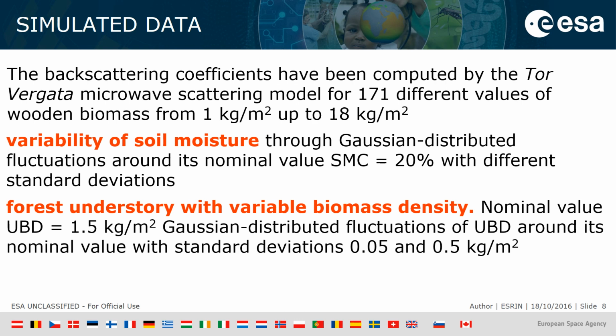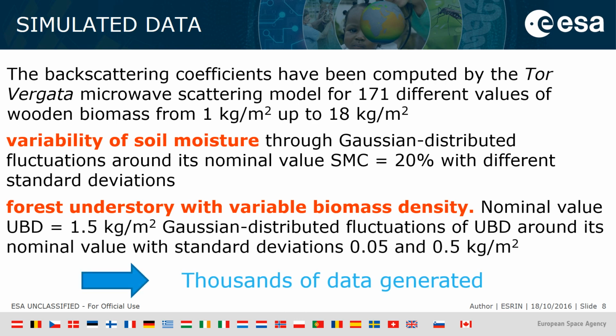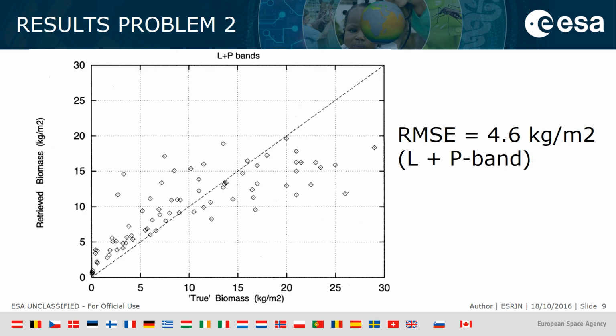So a lot of combinations of these variables, which allowed us to generate thousands of data to train the network. And this is the final result with the root mean square error, which is 4.6 kilograms per square meter using the L and P band. So this is a result obtained training the network with the simulated data and testing it on experimental data.